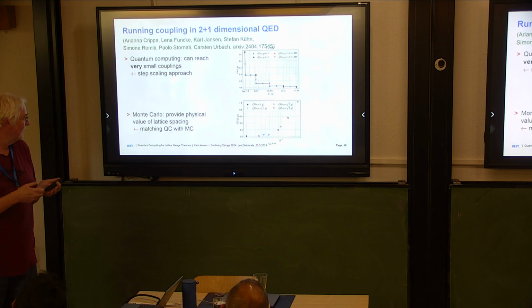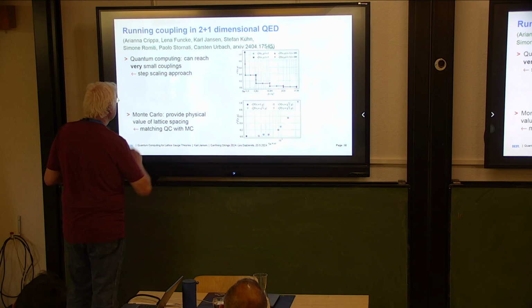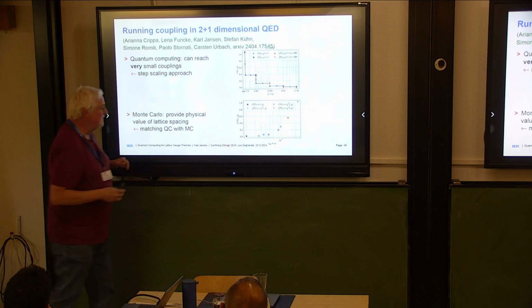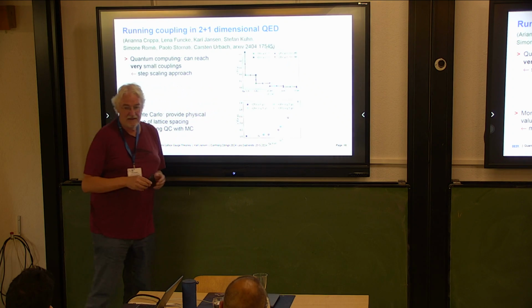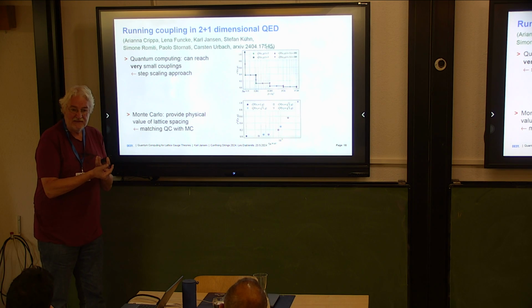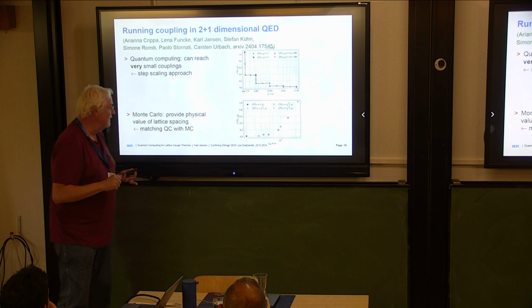I can make an advertisement. This is something we did to compute the running coupling in 2+1 dimensional QED. It's a paper that just came out last week. What we do on the quantum computer is compute something called the step scaling function, which is essentially the running of the coupling. We can go to beta values of about 90, which would be completely impossible with Monte Carlo. So we can reach extremely small values of the coupling, which means in principle we can make contact with only one-loop perturbation theory, which would allow us to compute the lambda parameter, right?